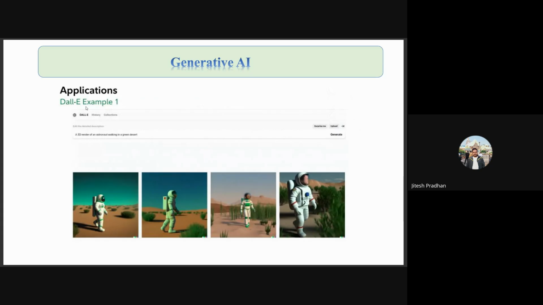Now let's take an example. It's a DALL-E example. Basically, DALL-E is a prompting where we have just given a command: generate a 3D render of an astronaut walking in a green desert. Look at how it has generated. It was iteration 1, then iteration 2, then iteration 3, and then the final iteration. So it has generated the output like this.